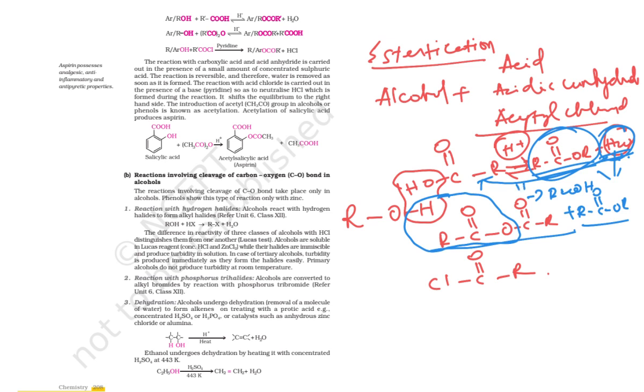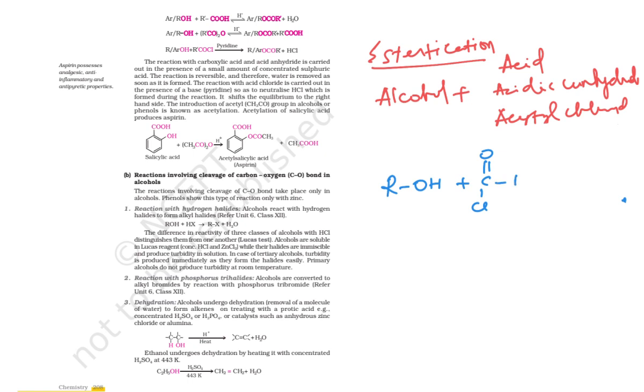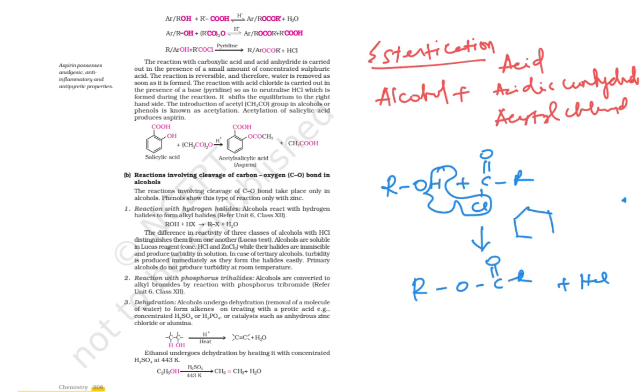This is also in acidic condition. The third one I will explain in a different way. Again we are taking the alcohol reacting with acetyl chloride. The hydrogen and Cl get removed as HCl, and there is a formation of the ester. This is the third reaction, but in this we are using pyridine.